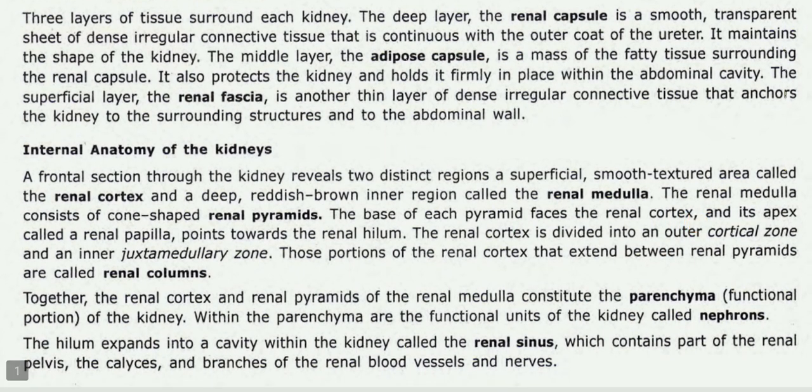The middle layer, the adipose capsule, is a mass of fatty tissue surrounding the renal capsule. It also protects the kidney and holds it firmly in place within the abdominal cavity. The superficial layer, the renal fascia, is another thin layer of dense, irregular connective tissue that anchors the kidney to the surrounding structures and to the abdominal wall. So, three layers are there: renal capsule, adipose capsule, along with renal fascia.